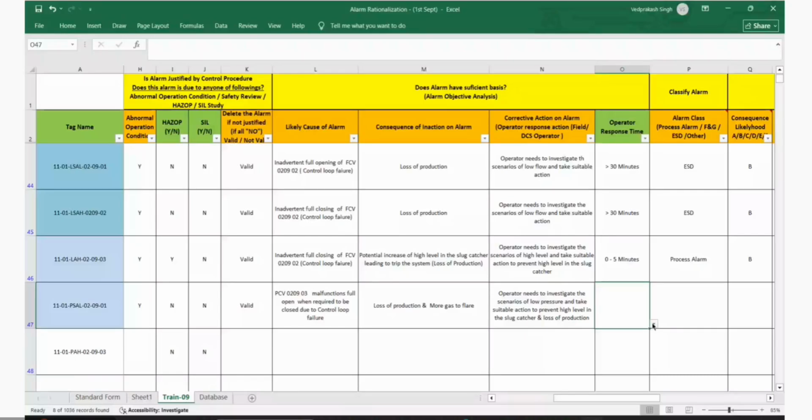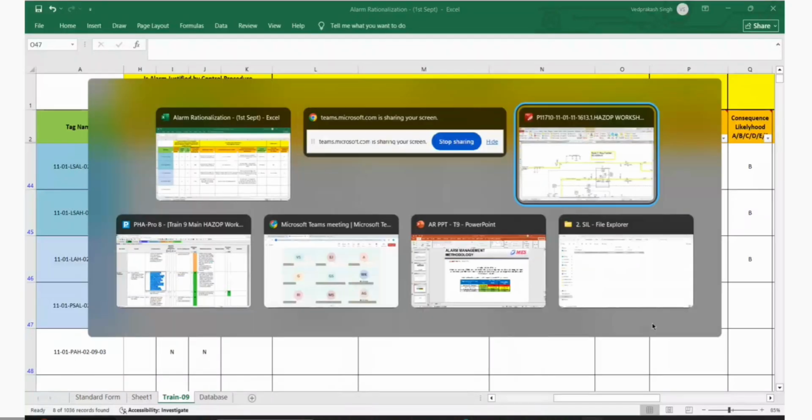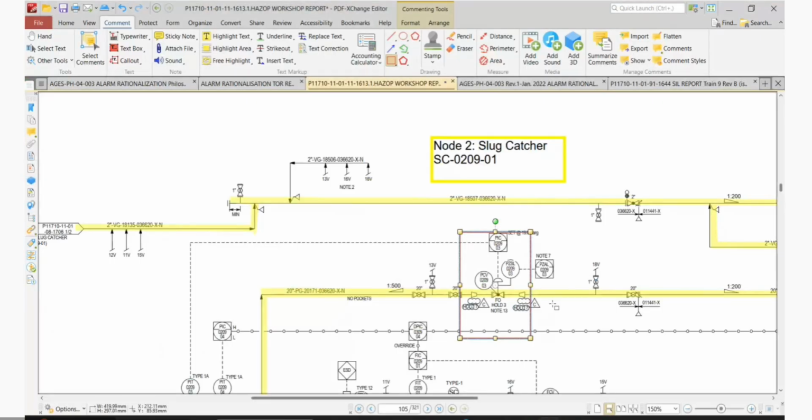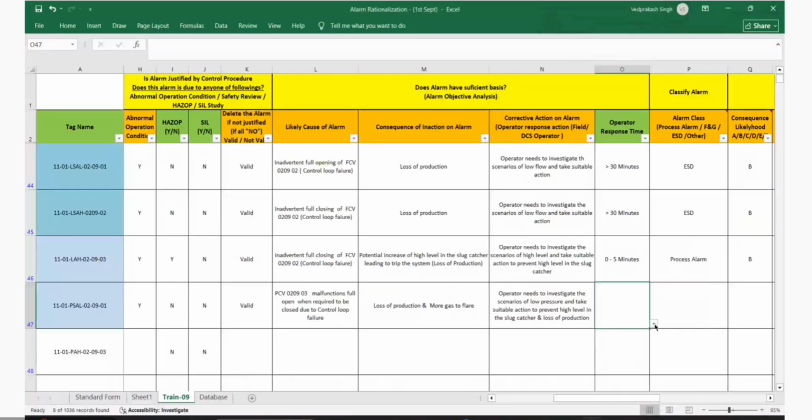Calculate this one, right? This is trip. This is again trip, right? So this is again 0 to 30. This is more than trip 30, so it is again higher than 30. And we put ESD. Yes, D. And this will be again P3.